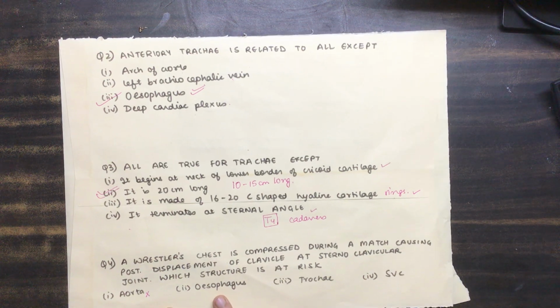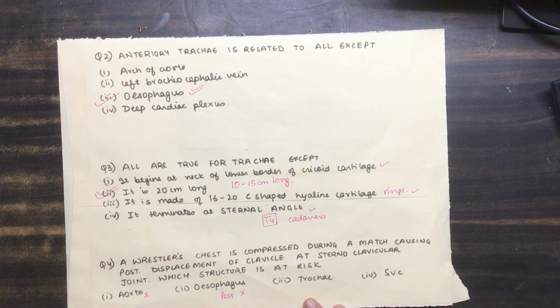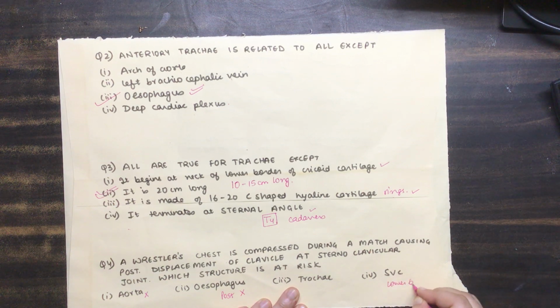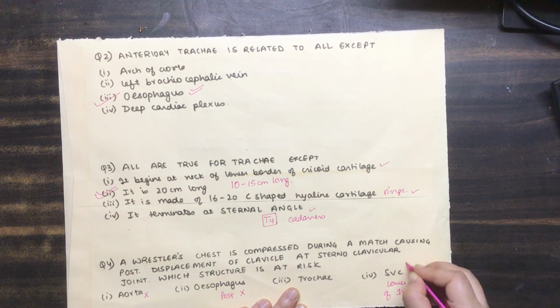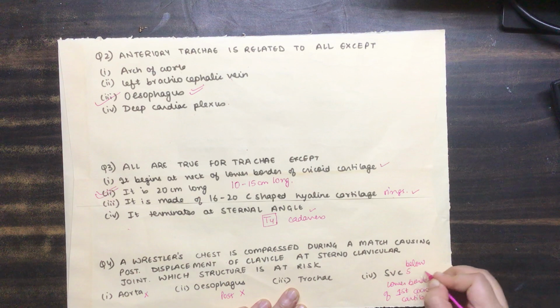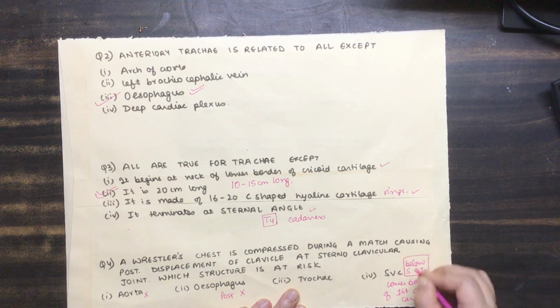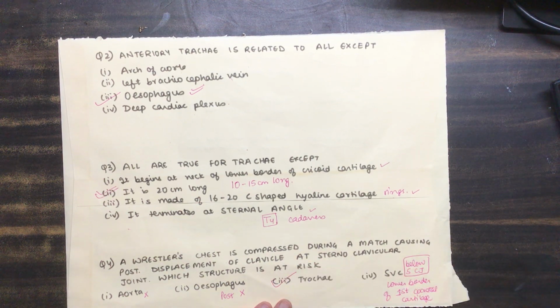Next, we have esophagus. Esophagus is present posteriorly. So considering it is present posteriorly, it will not be affected. Trachea is present anteriorly, and trachea is present in the midline. So this can be the answer. But if you see the SVC now, it is going to begin at the lower border of the first costal cartilage. So it's beginning at this level. It is below the sternoclavicular joint. So because of this, SVC should not be your answer, and hence the trachea will be your answer.